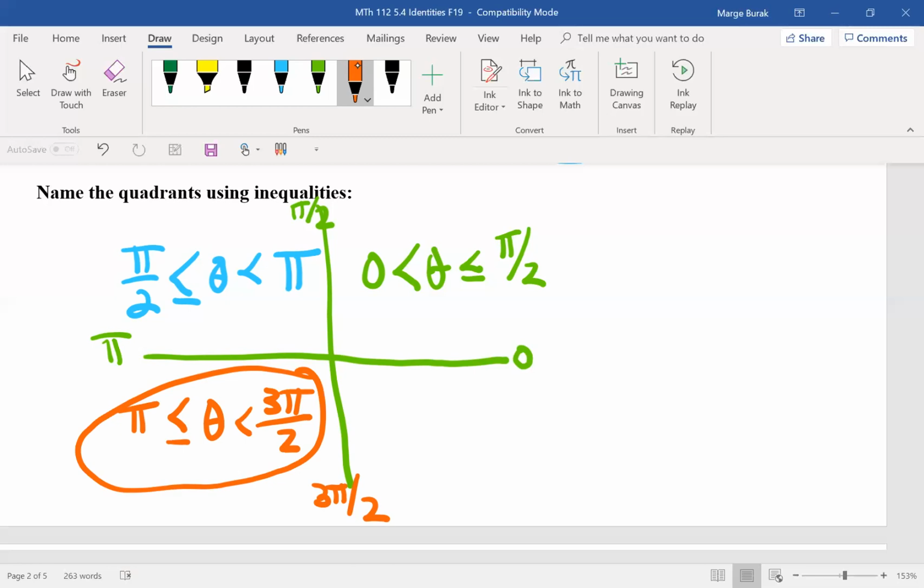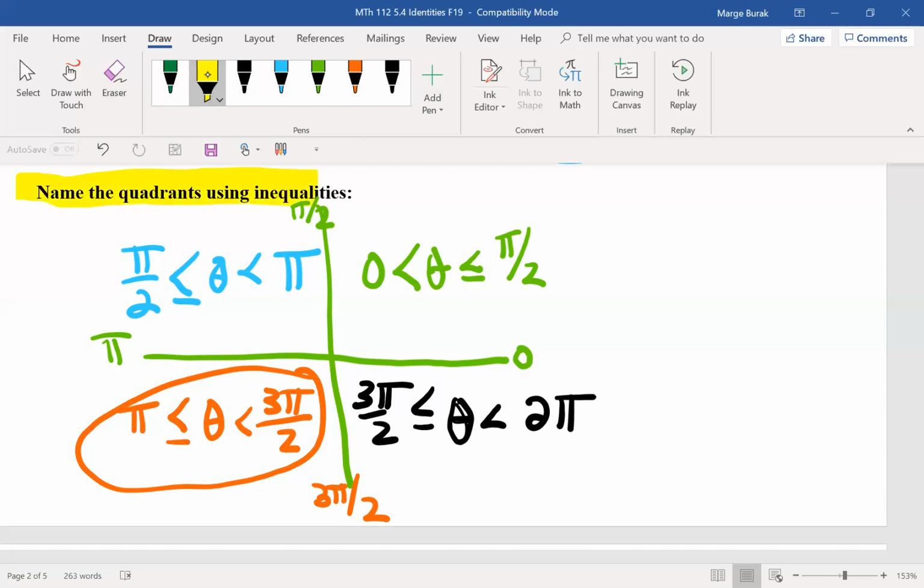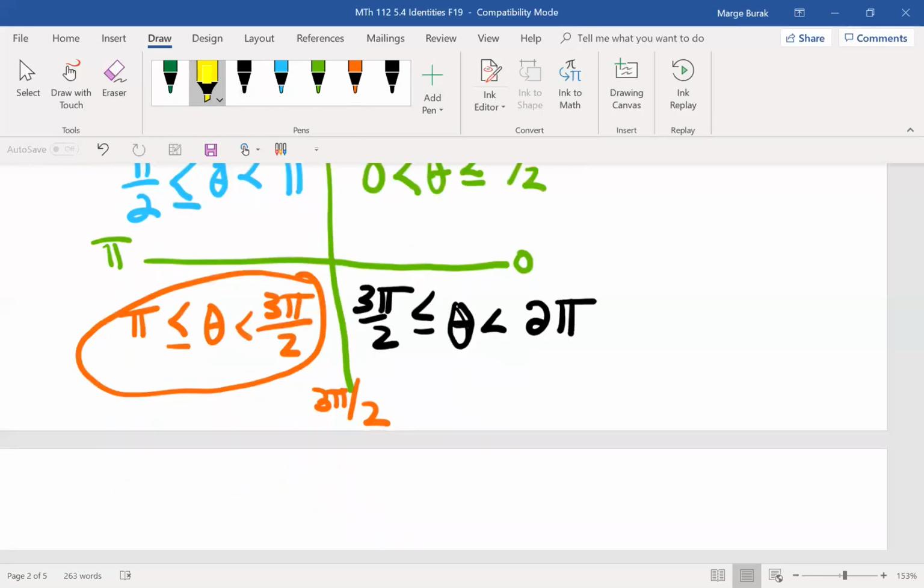And same with the fourth quadrant, we'll do black. So theta could be less than 0. Actually, that would have to be 2 pi, since we're going big. So theta is less than 2 pi, greater than or equal to 3 pi over 2. Okay, so just so you know, this is how we name the quadrants using inequalities. So let's look at an example of a problem.